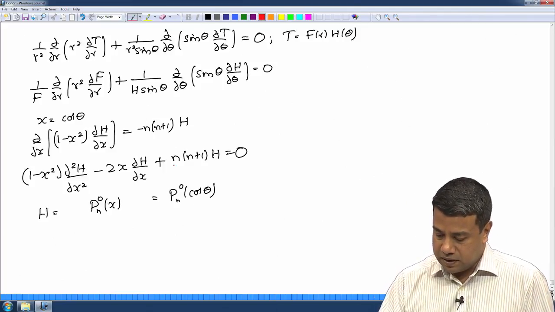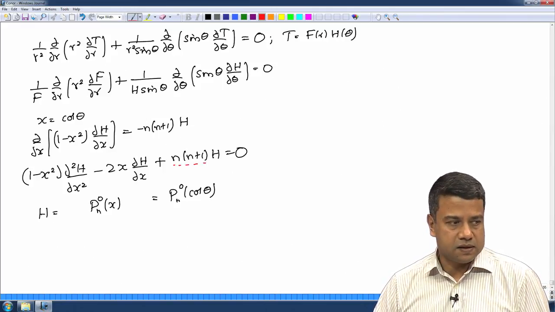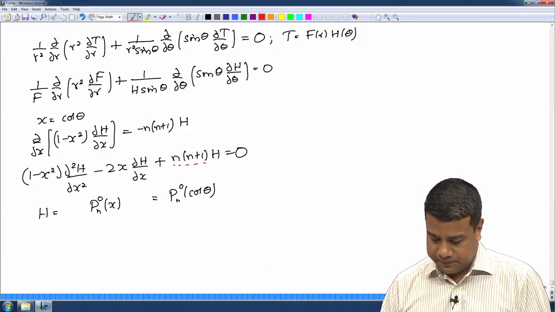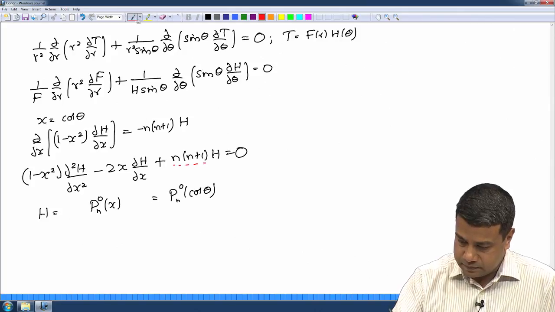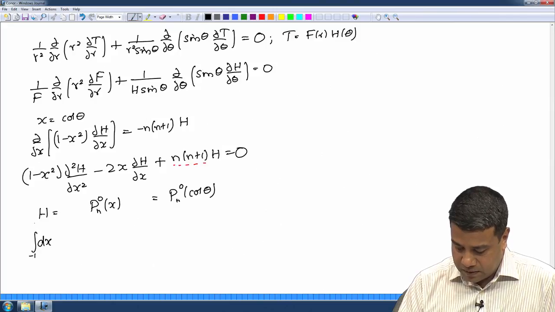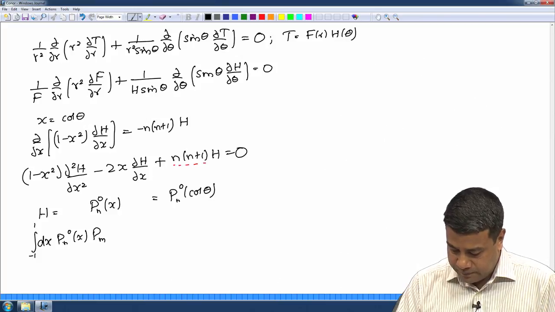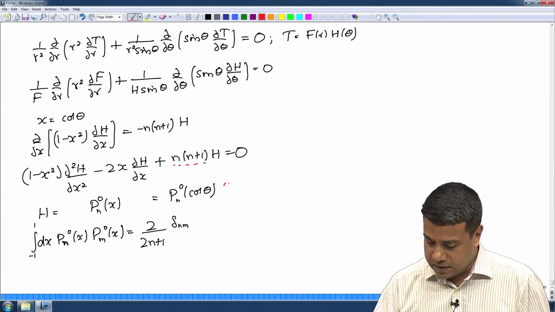Note that within this equation n has to be an integer, otherwise the solutions are not finite at theta equal to 0 and theta equals pi. So, that is a basic requirement, n has to be an integer. And these satisfy the orthogonality relations: integral dx from minus 1 to 1 of P n 0 of x P m 0 of x is equal to 2 by 2n plus 1 delta n m. These are what are called the Legendre polynomials.